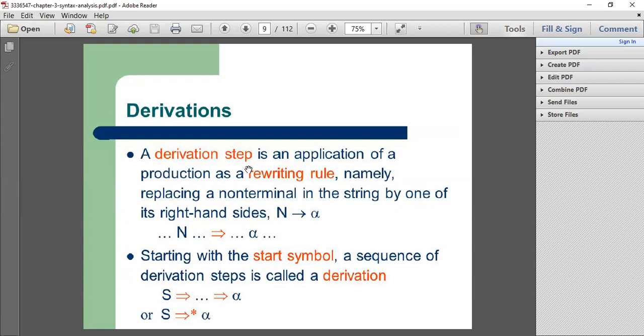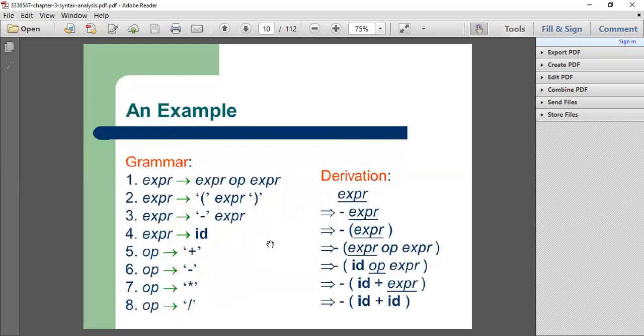So what is derivation now? A derivation step is an application of a production as a rewriting rule, namely replacing a non-terminal in the string by one of its right-hand sides, that is N implies alpha. So we are starting with the start symbol. A sequence of derivation steps is also called a derivation. So we'll see the examples for this.